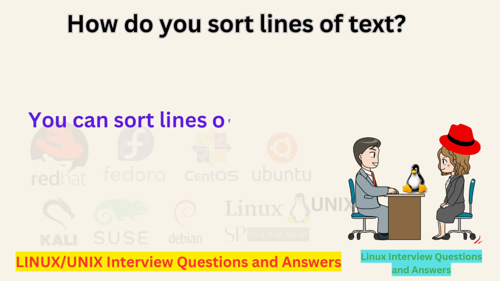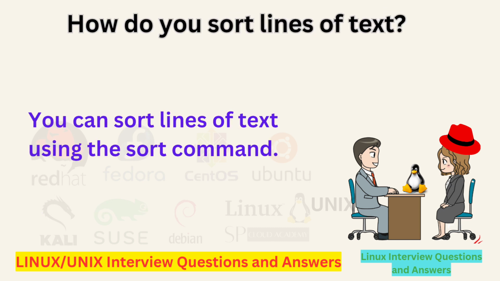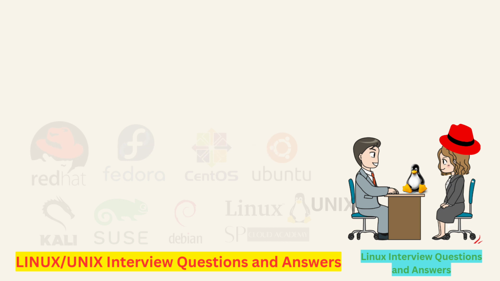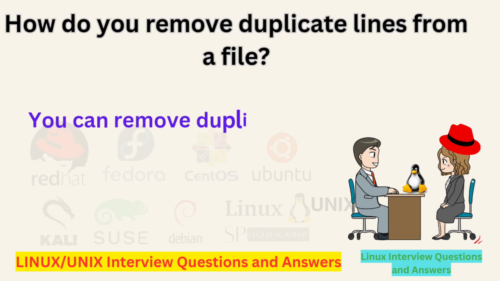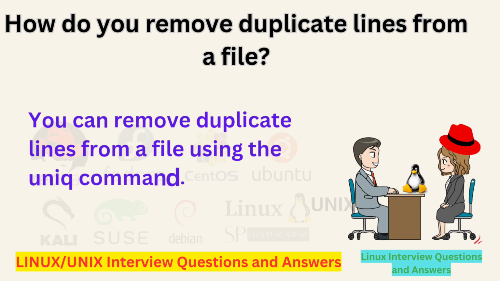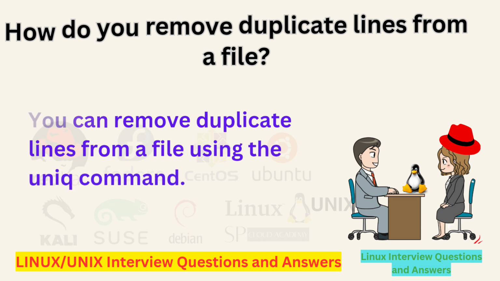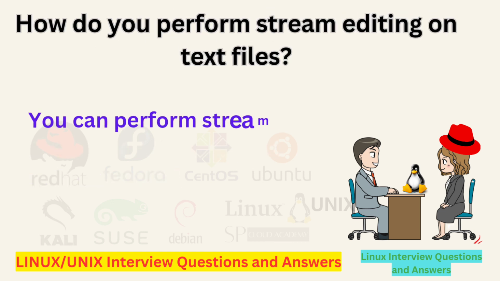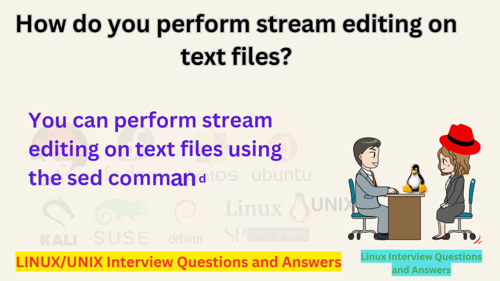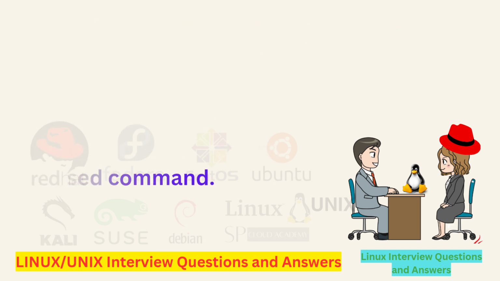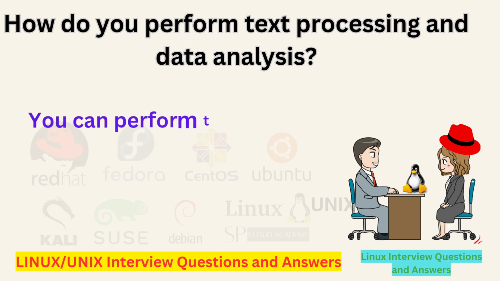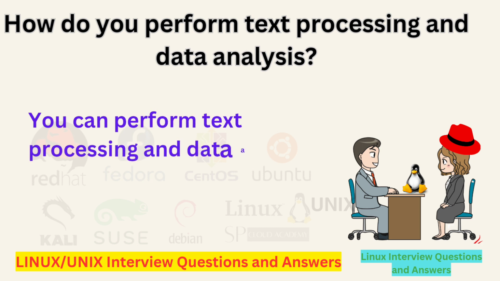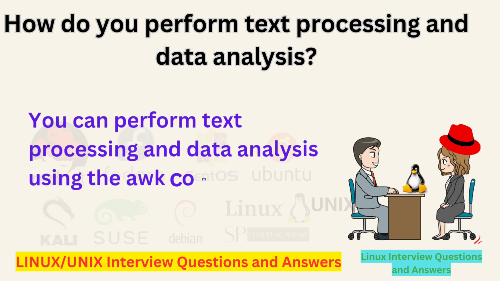How do you sort lines of text? You can sort lines of text using the sort command. How do you remove duplicate lines from a file? You can remove duplicate lines from a file using the uniq command. How do you perform stream editing on text files? You can perform stream editing on text files using the sed command. How do you perform text processing and data analysis? You can perform text processing and data analysis using the awk command.